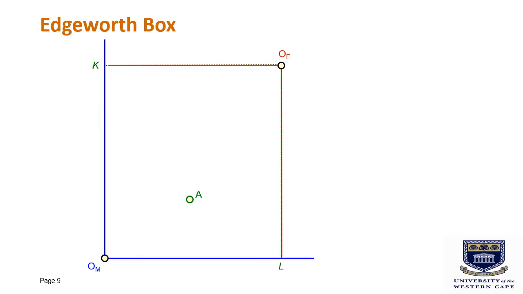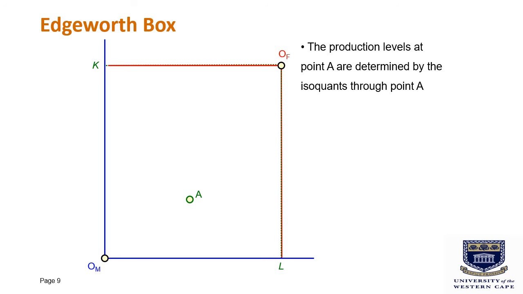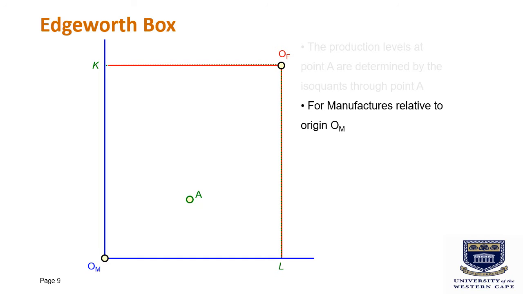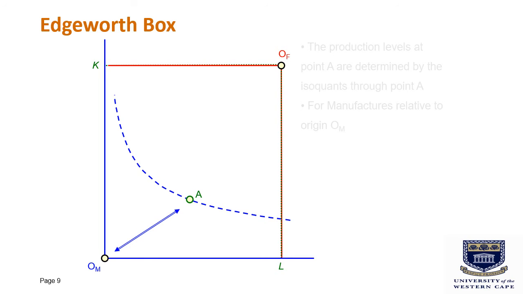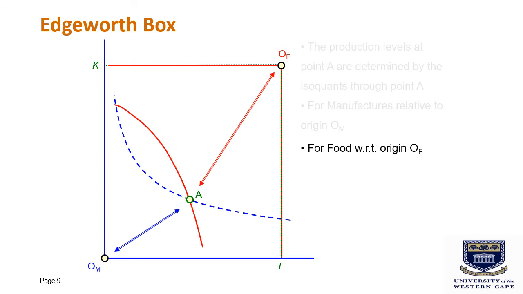So based on the Edgeworth box, let me use a similar point A as in the previous graph. At point A, we found out that there is a certain amount of capital and labor used in the manufacturing industry, with the remaining amount of labor and capital used in the food industry. How do we then determine what production levels we produce? These are determined via the isoquants that pass through point A. If you look at isoquants relative to the OM origin, the manufacturing origin, the blue isoquants will determine how much product is produced by the manufacturers. Similarly, if we look relative to the food industry origin, the red isoquants will determine how much output is produced in the food industry. What is the problem that lies with point A? That we're going to cover.